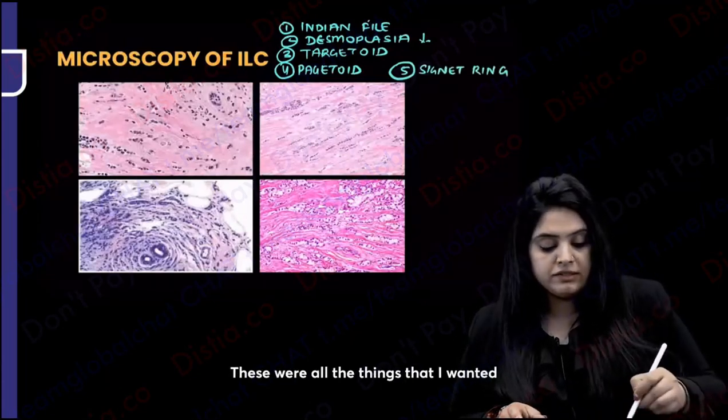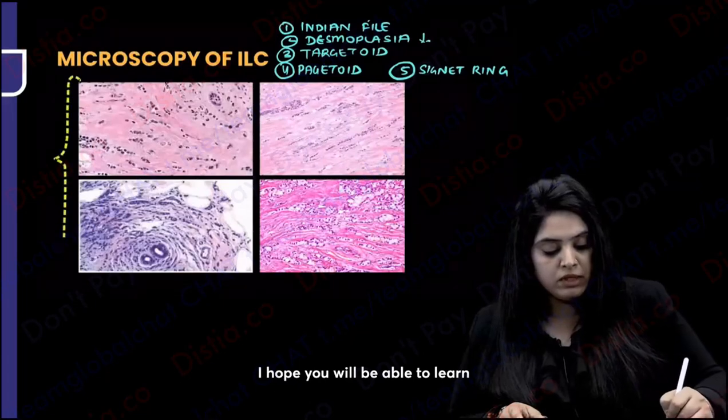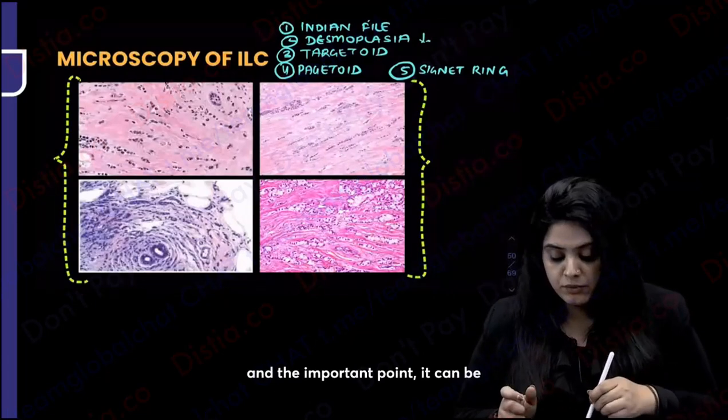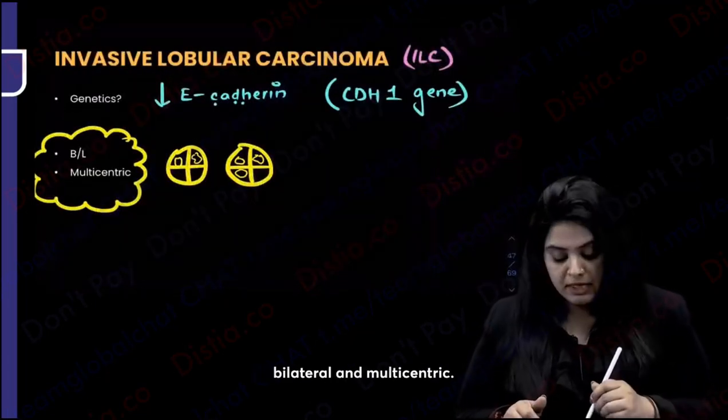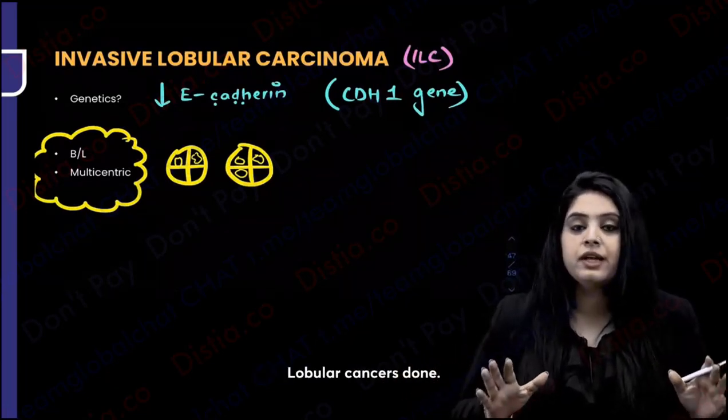These were all the things that I wanted to teach you with all the pictures on one place. I hope you will be able to learn this with the genetics, loss of E-cadherin, and the important point, it can be bilateral and multicentric. On that note, ductal cancers done, lobular cancers done.